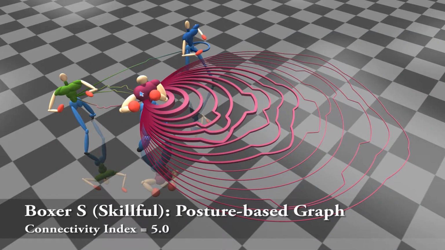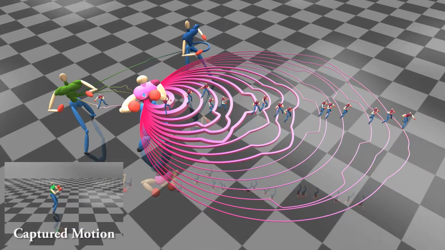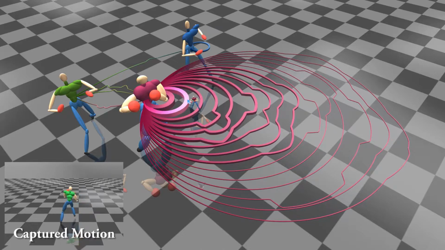This is a posture-based graph of a skillful boxer. The boxer has a main standard posture for start and end actions, which is good as it allows flexible transition among actions. There is also a large variety of actions launchable from this posture, such as movement and attacks.